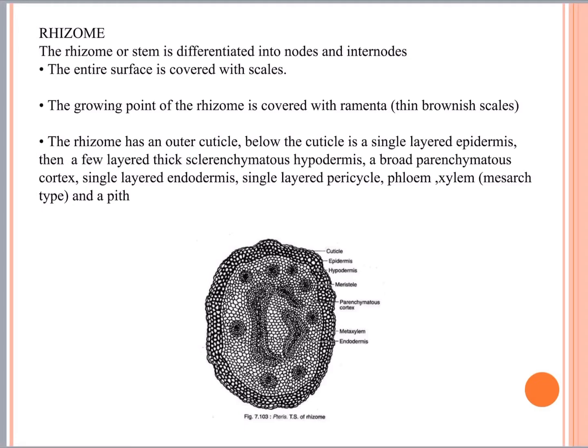Like you can see in the picture, below the cuticle is a single layered epidermis, a few layered sclerenchymatous hypodermis, a broad parenchymatous cortex, single layered endodermis, single layered pericycle, phloem, and xylem, which is of mesarch type. Mesarch xylem means that the older formed xylem is surrounded by later formed xylem; in another way, the old xylem is surrounded by new xylem, and a pith is present.